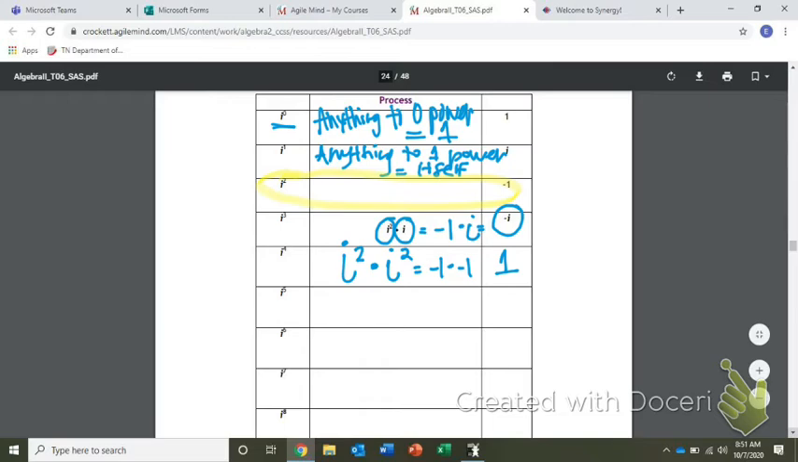All right, if I do i to the 5th, I'm going to start with i to the 4th times another i. Does that give me i to the 5th? Well, what was i to the 4th? What did we just write that it equals? 1 times another i. So 1 times i is just i.